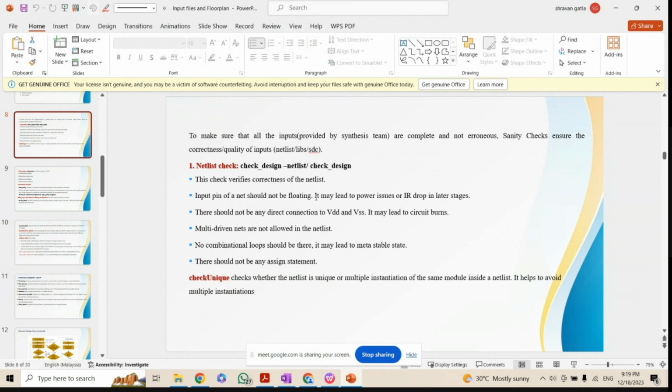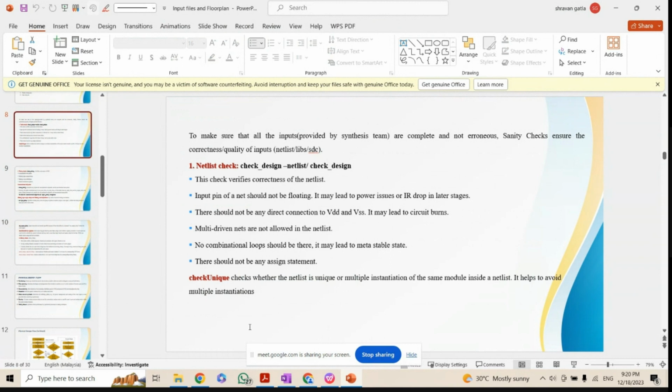This is an interview question, guys. Please understand this. The interviewer may ask you what the sanity checks are that you do before you start the PD flow. So you should be able to tell the definition of the sanity checks: it ensures the correctness and quality of the inputs, and it covers the netlist check, library check, and timing check.